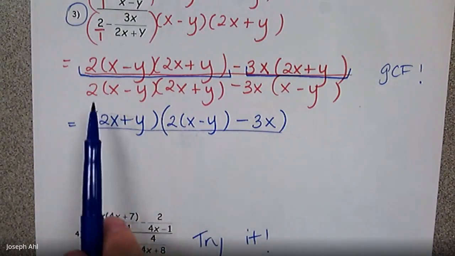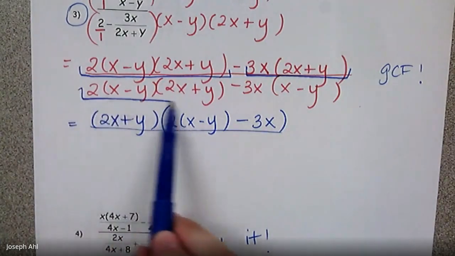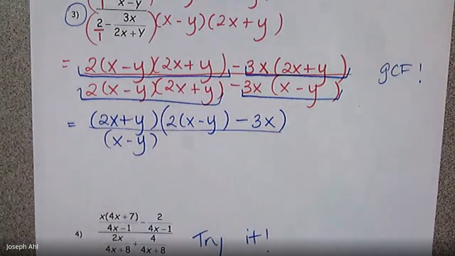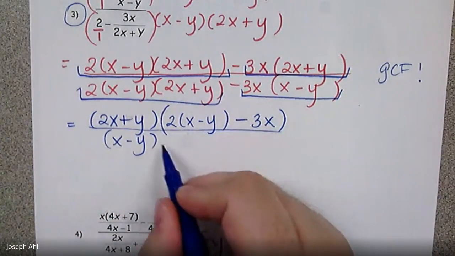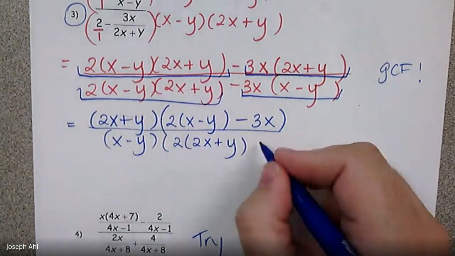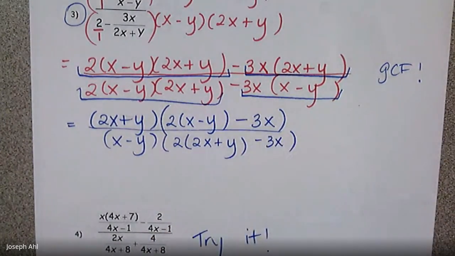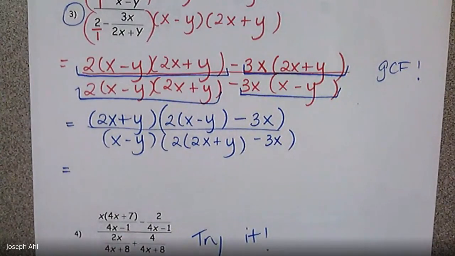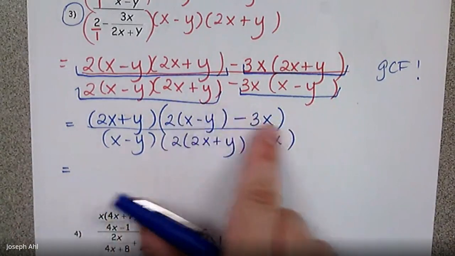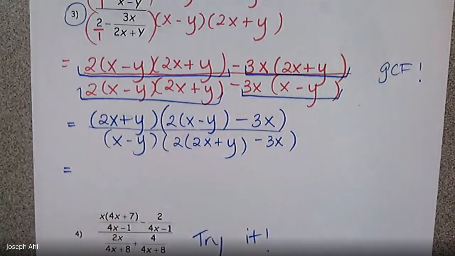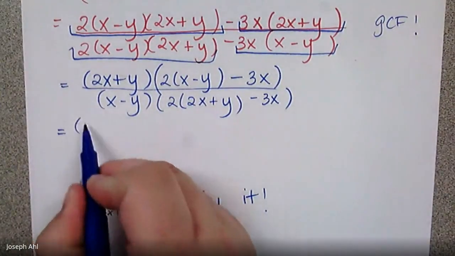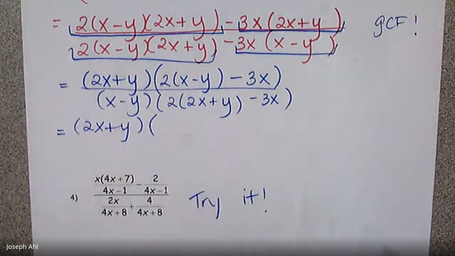Okay. Then in the bottom, similarly, here's one whole term minus this whole term. They both share x minus y in common. So when you take that out, you're left with 2 times 2x plus y minus that 3x. Okay. So now what happens is when you take out the GCFs, you want to look at the leftovers on the top and bottom in these parentheses and see if we can clean that up and possibly do some more factor canceling there.